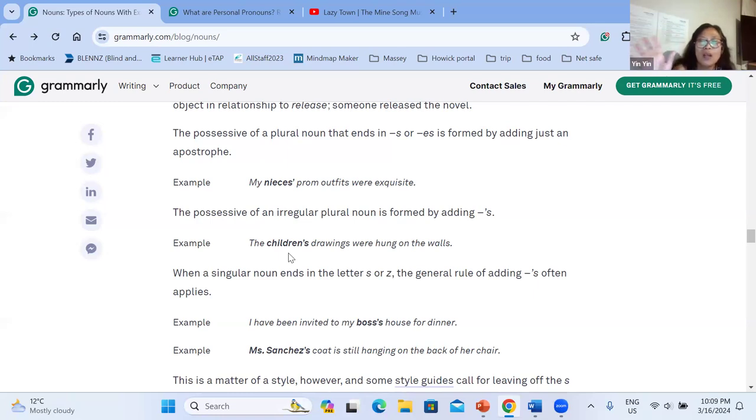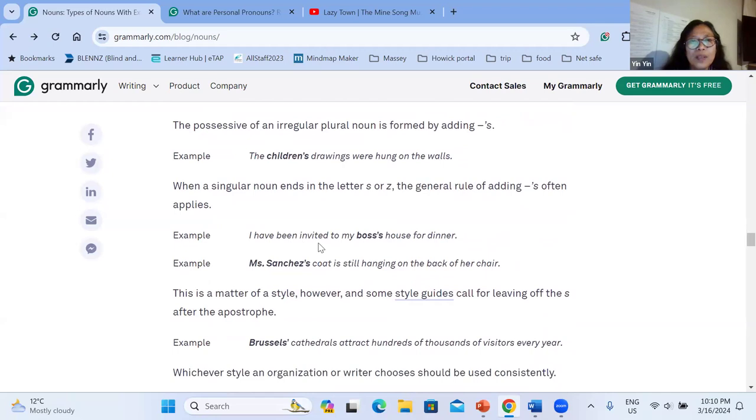When a singular noun ends in letter S or Z, the general rule for adding apostrophe S often applies. I have been invited to my boss's house for dinner. My boss's house for dinner. So this is an exception. Another example: Mrs. Sanchez's coat is still hanging on the back of her chair.